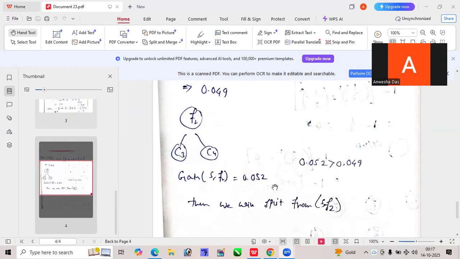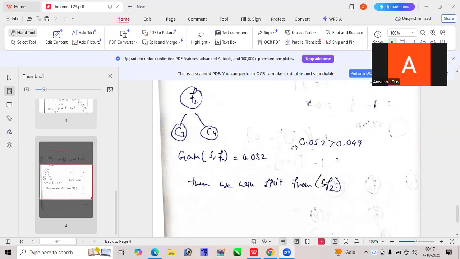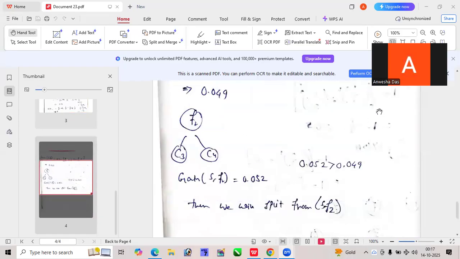Now consider there is another feature, feature 2, and from that we got 0.052. So what will we consider? From where should we start the splitting? So 0.052 is greater than 0.049. So we will start splitting from feature 2. So this is all about entropy, information gain and Gini index. Hope you understood the concept. Thank you. Bye.